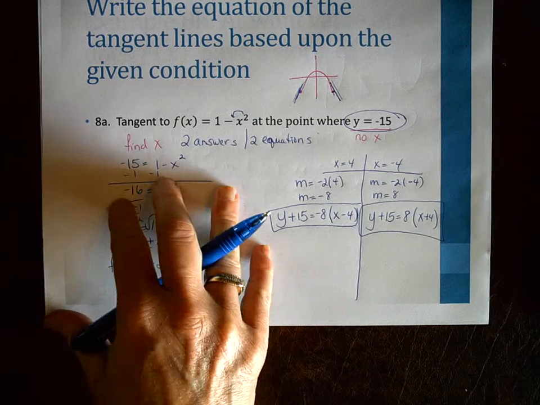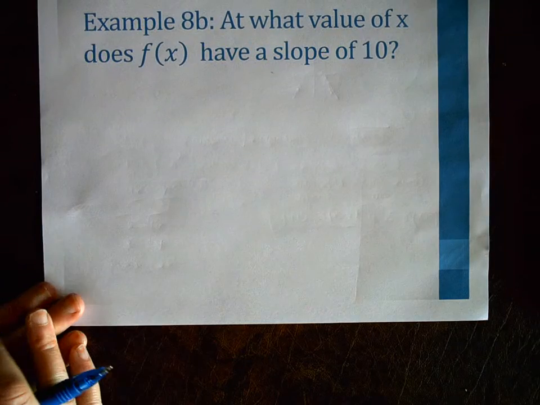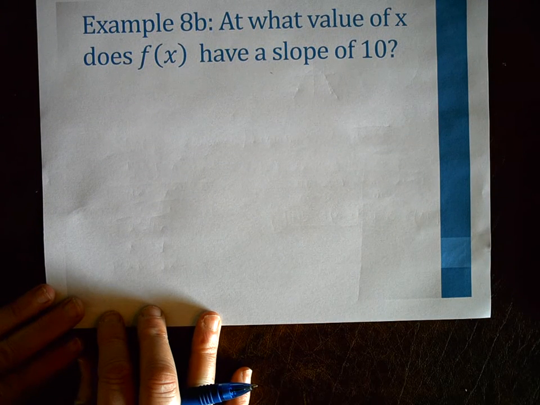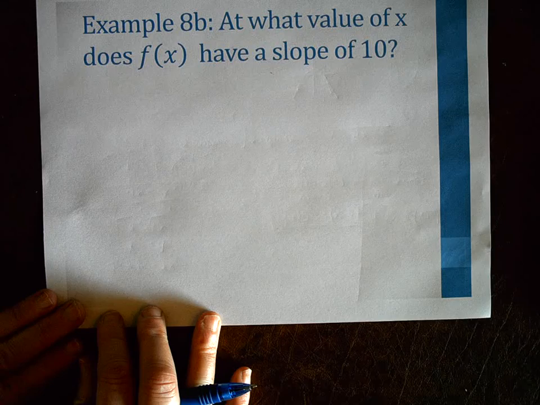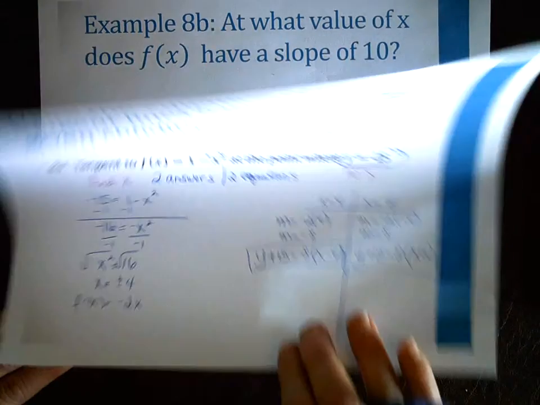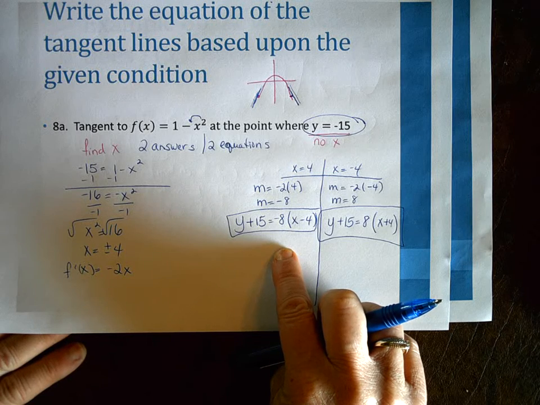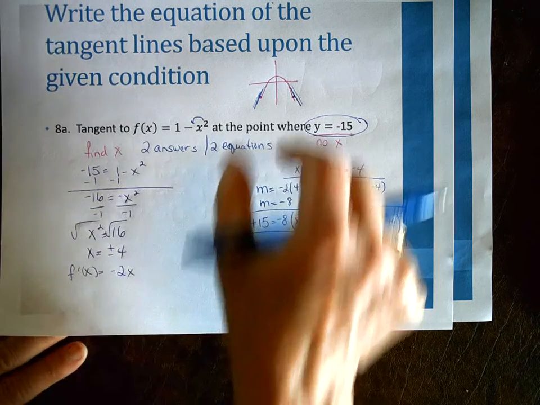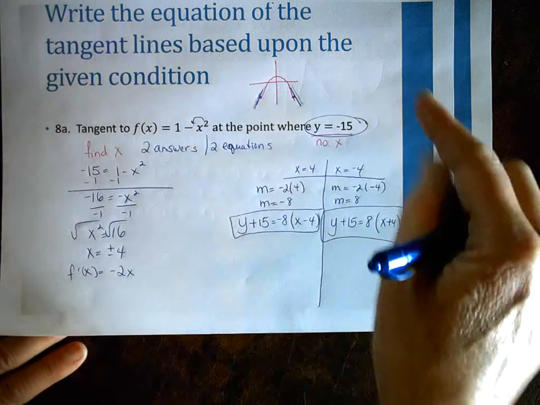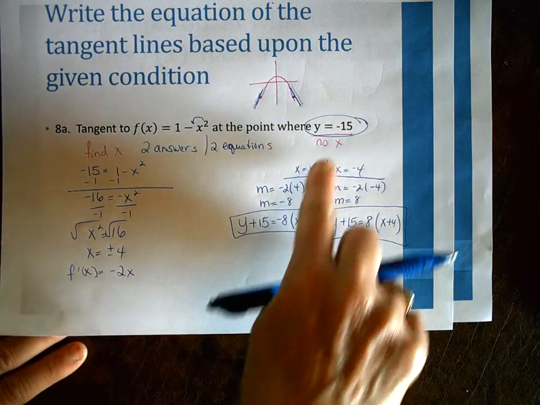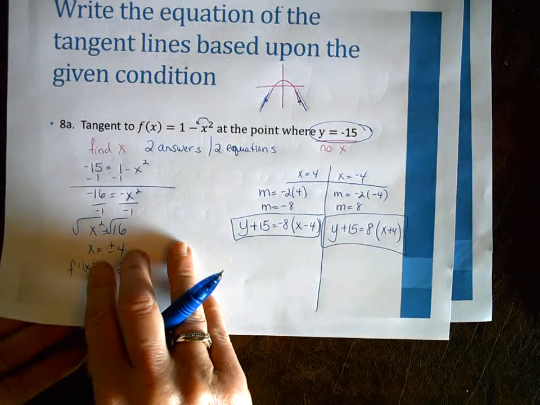Okay, last question. At what value of x does f of x have a slope of 10? So let's go back to this equation. This one had a slope of 8 and negative 8. When would it have a slope of 10? Well, a slope of 10 is even steeper, so I'm thinking it's even farther away, so probably past 4, negative 4. So we're going to actually find the answer.